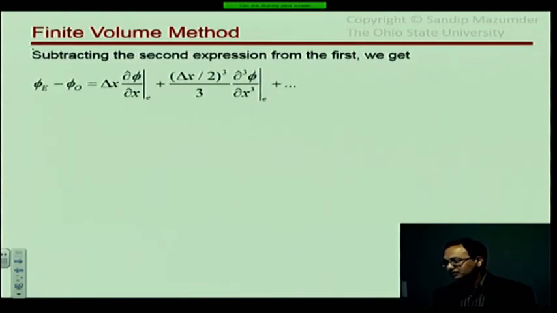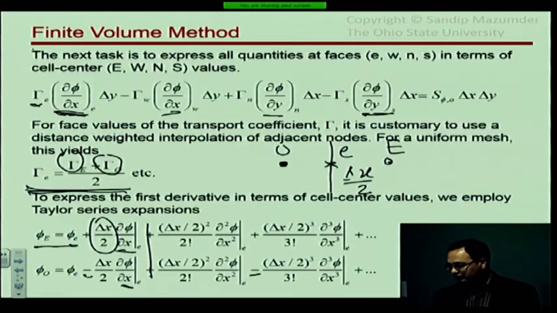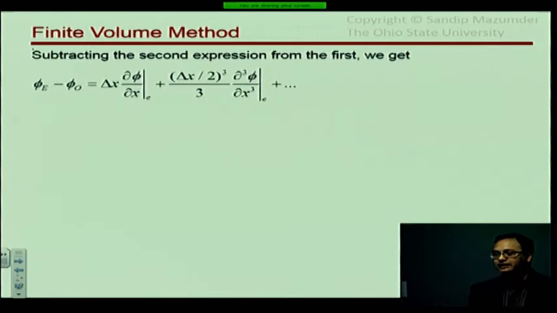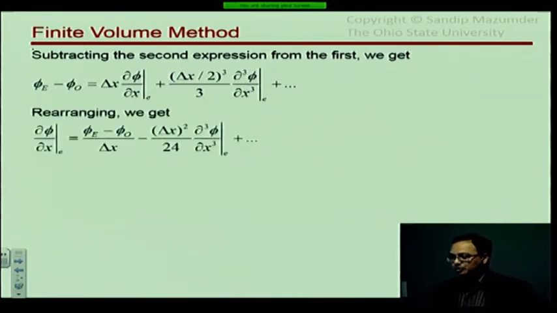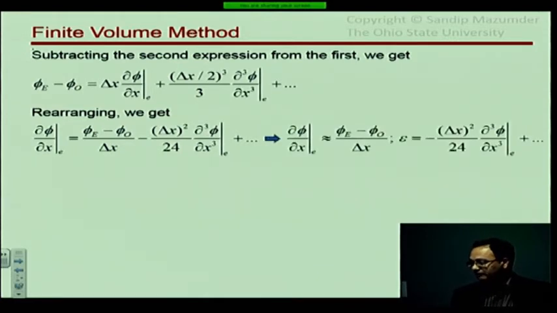That gives us phi east minus phi naught is delta x d phi dx plus the cubic term. Notice that the even terms will cancel out if you subtract, so we are left with the next term. If you rearrange this, this is what you get for d phi dx at the eastern face. It's the exact same idea as we used for finite differences: one forward Taylor series expansion, one backward Taylor series expansion, and therefore this scheme that we just derived is known as a central difference scheme.